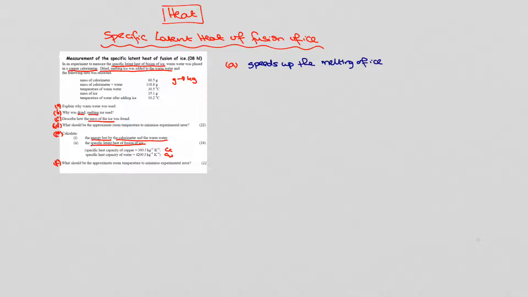It also allows us to add more ice. And if we melt a larger mass of ice, that means we're going to get a greater temperature change, which is easier to measure and reduces our percentage error.